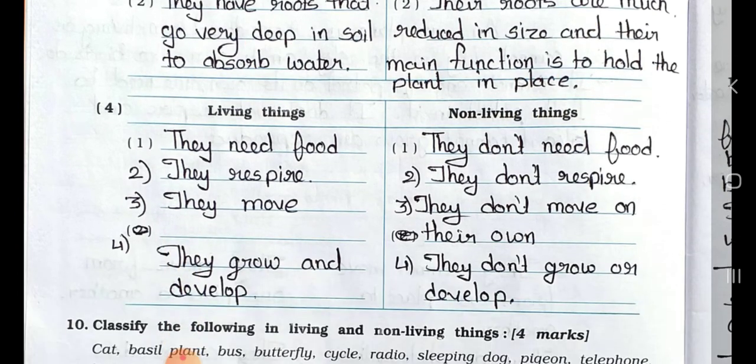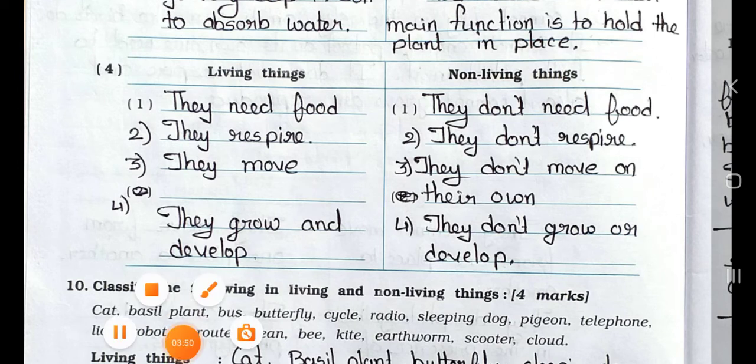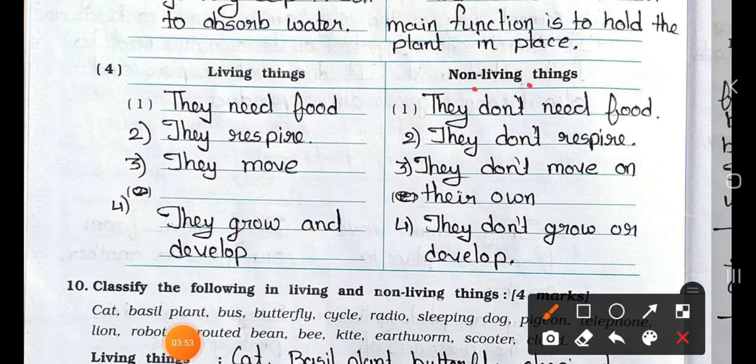See the question number 4. Difference between living things and non-living things. Point 1. Living things need food and non-living things don't need food. Living things respire and non-living things don't respire. Living things move and non-living things don't move on their own. And fourth one, living things grow and develop and non-living things don't grow or develop.